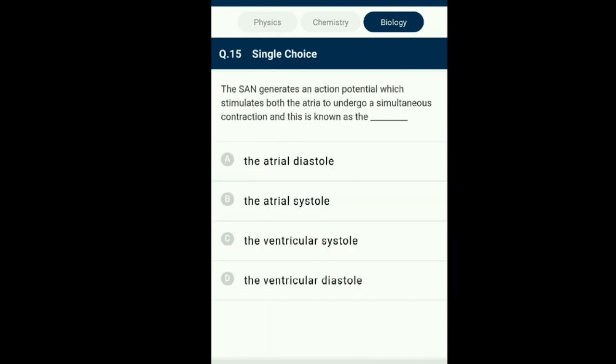Question number 15. Generates an action potential which stimulates both the atria to undergo simultaneous contraction, and this is known as the sinoatrial node. It is a modified myocardial structure that can initiate action potentials to stimulate atria to undergo contraction. This contraction of the atrial chamber increases the blood flow into the lower chamber of the heart by 30%. So the answer is option B, the atrial systole.